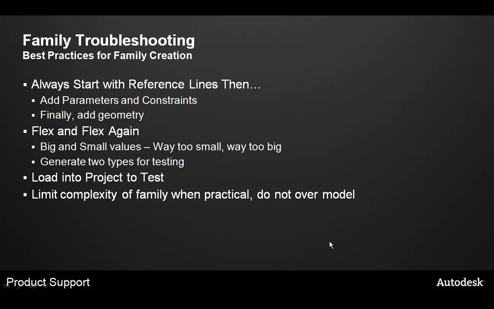Another good best practice is to generate two types within the family simply for testing. Generating these two types, one with values that are way too small and one with values that are way too big, will allow you to quickly and easily test the family to make sure that it hits the conditions you need and solves the problems you're trying to solve.